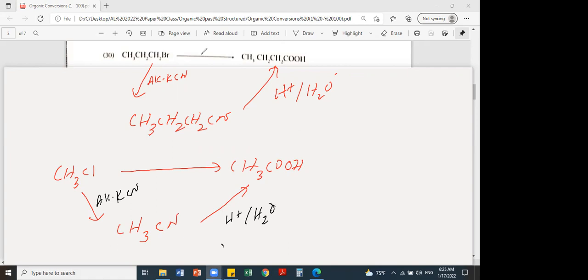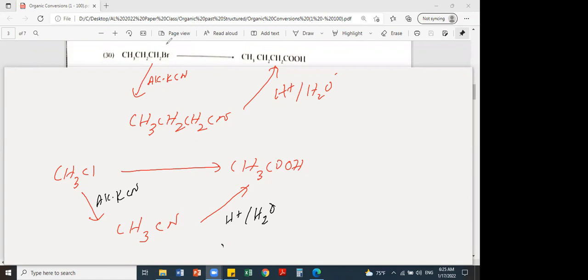Haven't you done this alcoholic KCN in the theory class? Tamasha, Winhar and Arkham, have you done this? Halogens can be Cl in alkyl halides. Under the reactions of alkyl halides, you might have done this definitely in the theory class. If you have not done the reaction, then that is the problem. Have you all done this reaction in theory, alkyl halide and alcoholic KCN?